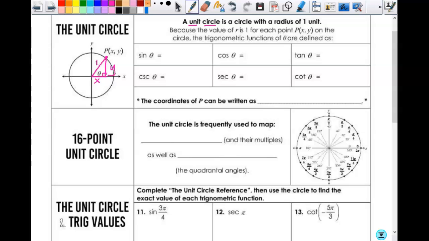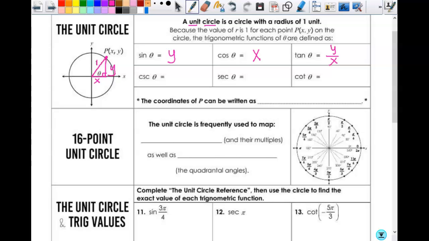So in that triangle there, the sine theta is represented by what? Y. Because sine is opposite over hypotenuse, so it's y over 1, which is just y, because the radius is 1. If the radius wasn't 1, it wouldn't just be y. It would be y over r. Cosine is represented by what? X. Tangent is y over x, because it's sine over cosine.